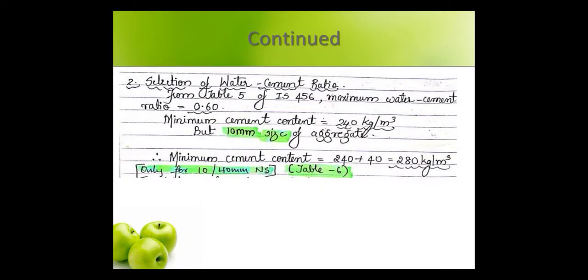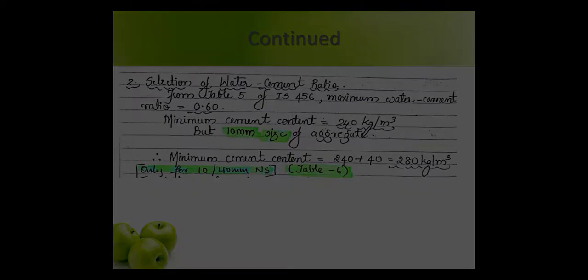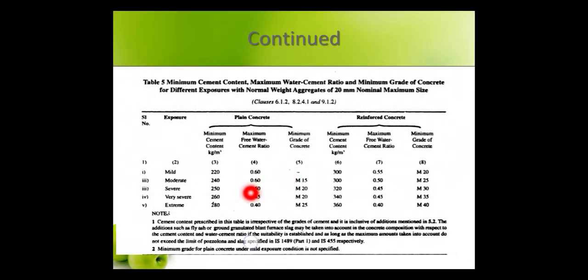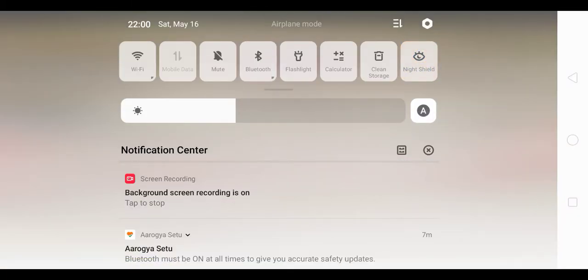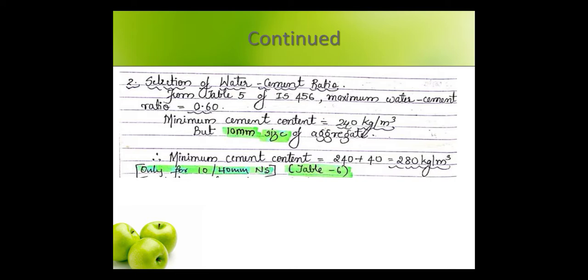Plain concrete and moderate exposure, it is having the maximum free water cement ratio of 0.6. So depending upon the exposure condition, you need to select the maximum water cement ratio using this table number 5. Even the minimum cement content you will get from this, which we will be doing in the third point. So from table 5 of IS 456, the maximum water cement ratio we have got is 0.6.